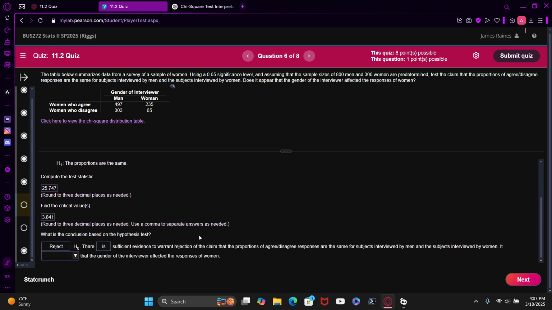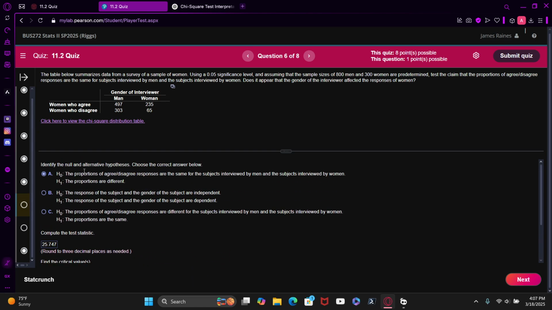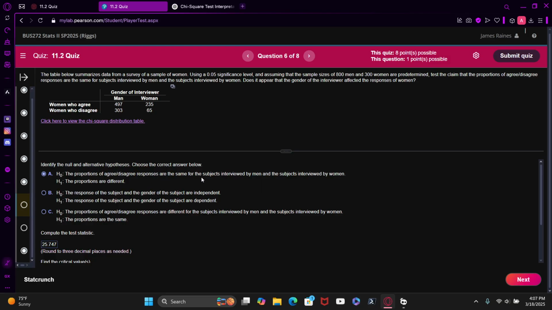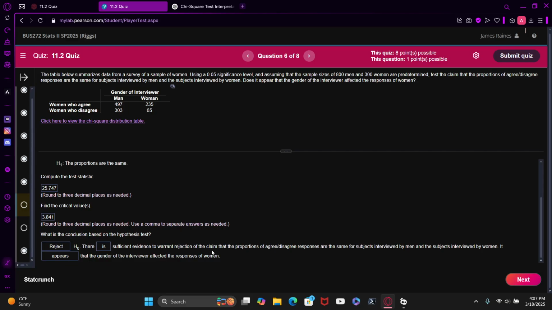So what was the claim? If we're rejecting this, the proportions are the same. Okay. There is sufficient evidence to warrant rejection of the claim that the proportions of agreed assertions are the same for subjects interviewed. It appears that the gender of the interviewer has an effect, since we're rejecting that they are the same. And it appears that they are not.